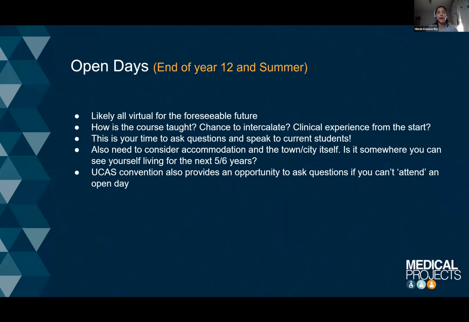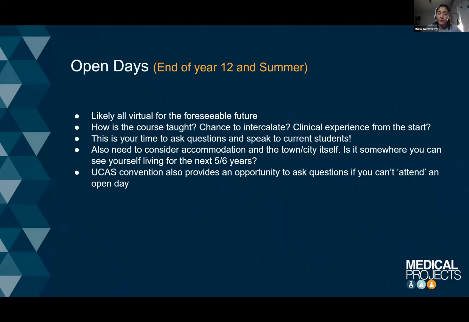Open days: so getting to the end of year 12 now, the summer holidays between year 12 and 13, and this is when you're really thinking, okay, medicine's what I want to do, where should I go next, and what are the courses like? So at the moment, obviously with COVID, it's looking to be all virtual.